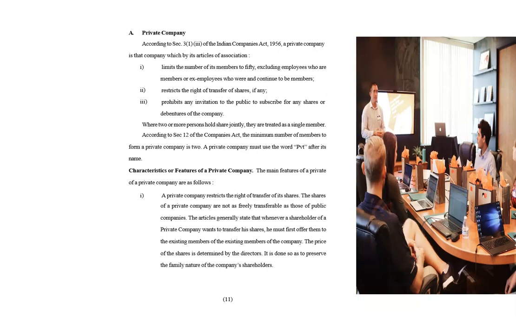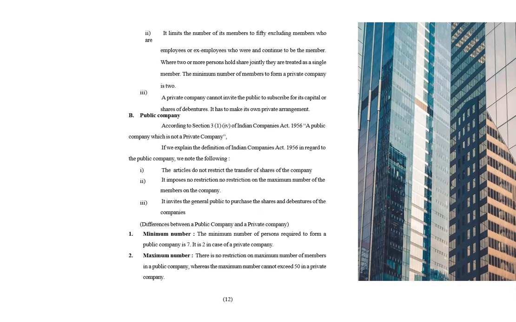For a private company, the limit on members was up to 50. Now it has been increased to 200. This has been changed, right? Public limited companies can have 7 to unlimited shareholders. The minimum has to be there: in case of private, it has to be 2, and for public, it is 7, right? The maximum is unlimited in public limited companies and 200 in private limited companies.